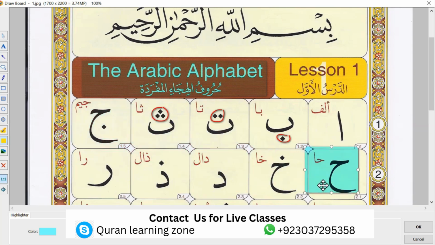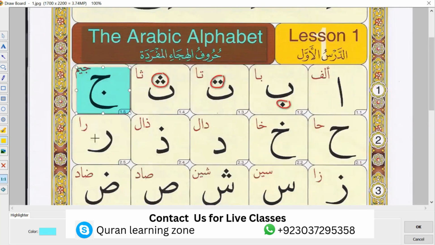Jim, ha, kha. These three letters also have the same shape, but there is a difference between them. Jim has one dot in the middle, ha has no dot, kha has one dot on the top. There is the difference between them.